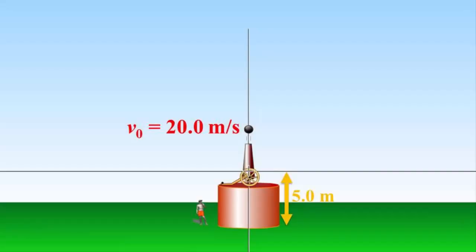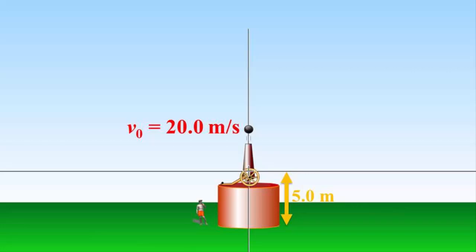Consider a cannon perched on a platform 5 meters above the ground. A cannonball is shot out of the cannon with the initial velocity of 20 meters per second directly upwards. It rises to its maximum height, then falls down and hits the ground that is 5 meters below the cannon.